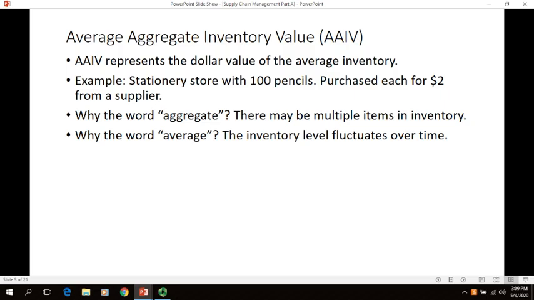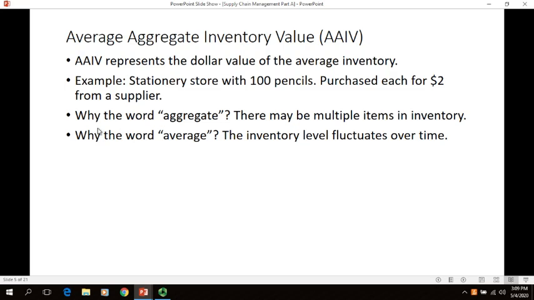What's the value of inventory? Each pencil is worth $2. We spent $2 to get one pencil, and there are 100 of them, so it's 2 times 100, $200. AAIV of this store is $200.